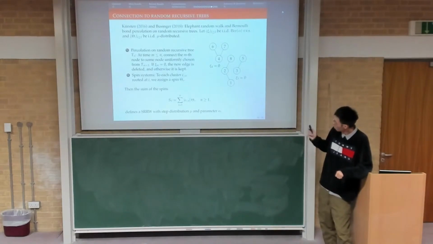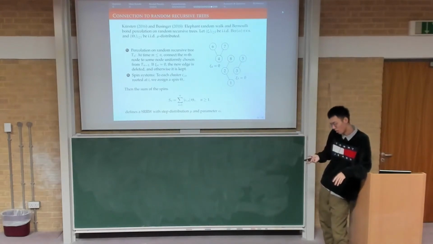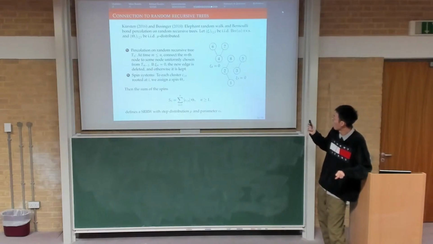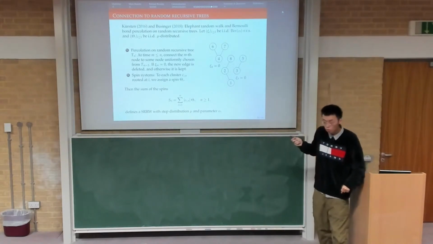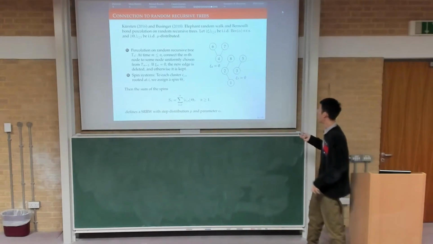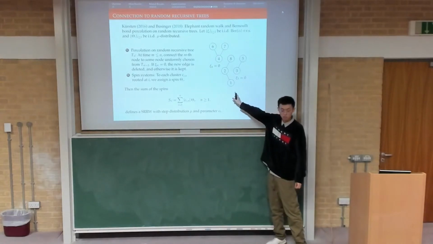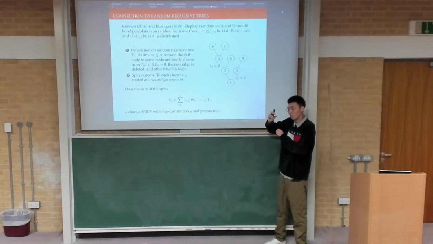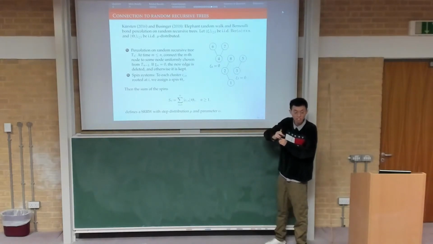Let's quickly talk about the supercritical region. So it has a connection to the random recursive tree and percolation. So here, let C be IID Bernoulli random variables with parameter alpha, and we let theta be IID mu distributed. So now we're building a random recursive tree. So initially we have a node 1. Then at each time step m, we add a node m and connect it to one of the previous m-1 nodes uniformly at random as its parent.